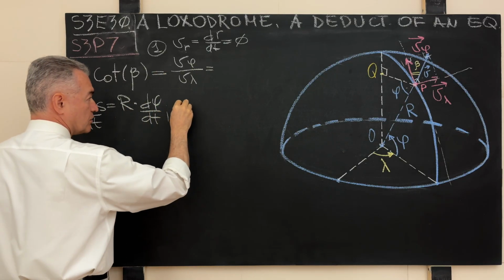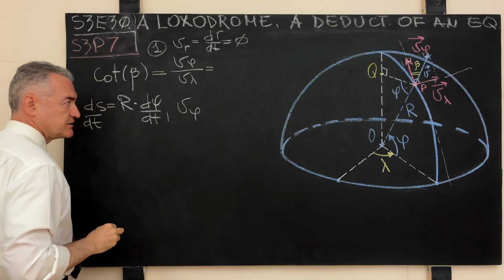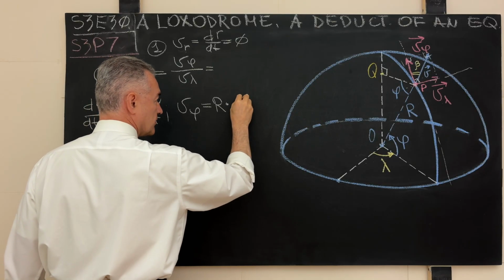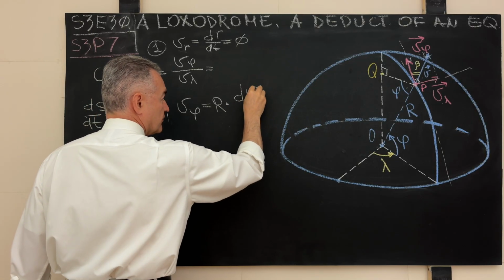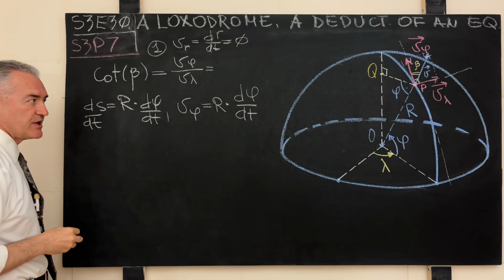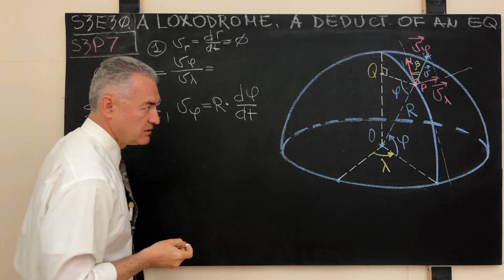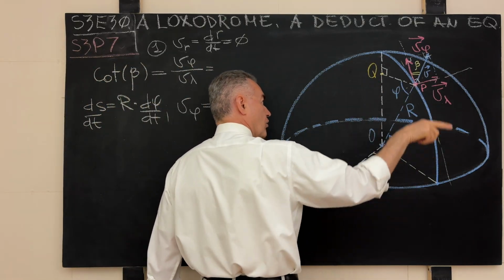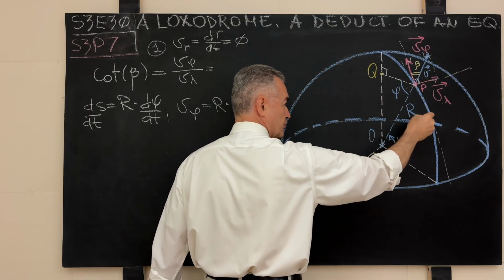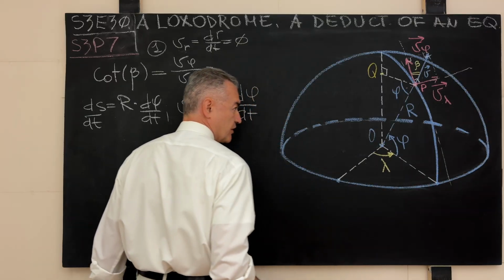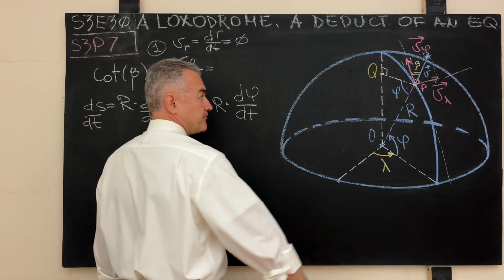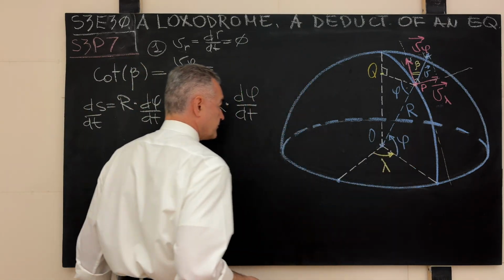In other words, the latitudinal velocity v phi will be the radius of the sphere times d phi over dt. That much should be understood. This is nothing more than the angular velocity of a point as if it were moving just over the corresponding great circle of radius r, or this part of that circle to which we refer as the meridian. Now we move on to the longitudinal velocity v lambda.